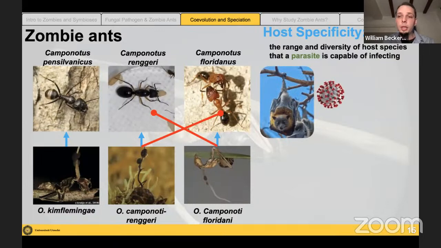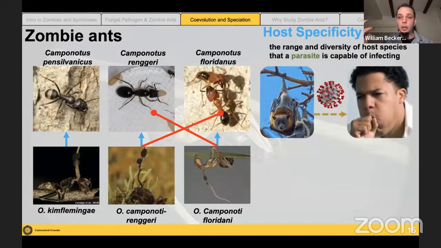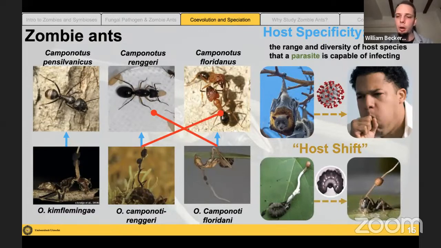You may also be familiar with the concept of host specificity from coronavirus. The coronavirus was suspected to originally infect bats, and not just COVID, but also other SARS viruses are known to infect bats. And it is a little bit more general because it was able to jump hosts and infect other types of mammals as well. We would call this type of shift in hosts a host shift. And we think a very similar thing happened with Ophiocordyceps based on genetic data.